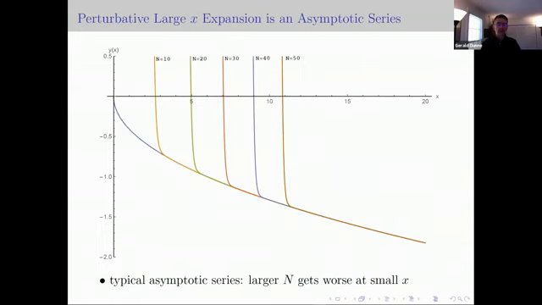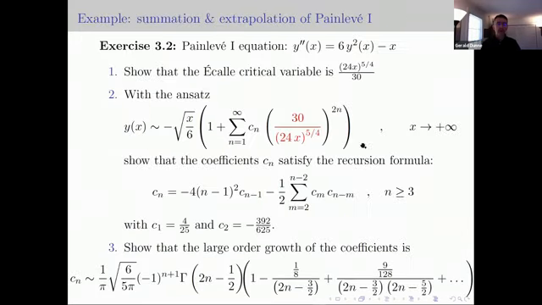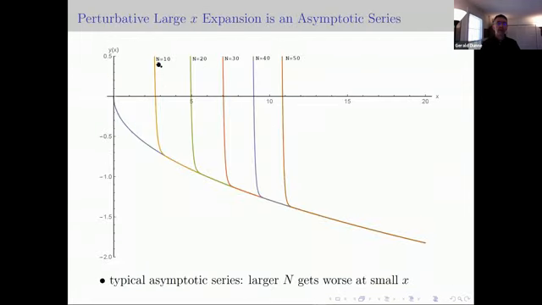Now, if you just do this asymptotic expansion in X and truncate it at, say, 10, 20, 30, 40, 50 terms, this is what you get. The blue line is the exact tree-truncated solution along the real x-axis.